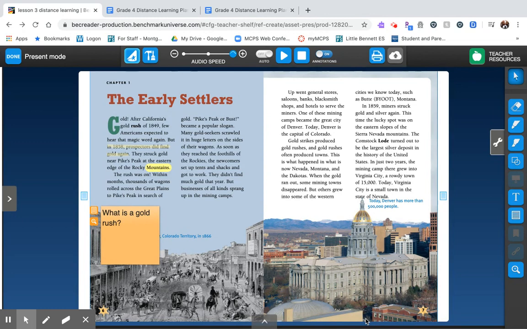Let's keep reading. In this last sentence, it says, they struck gold near Pikes Peak at the eastern edge of the Rocky Mountains. This tells me where they struck or found gold, but it doesn't explain the meaning of what is a gold rush. This is an interesting fact, but it's not important in answering my question, what is a gold rush?